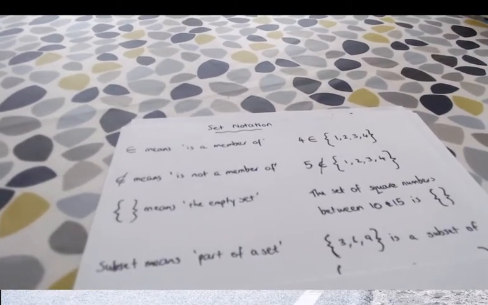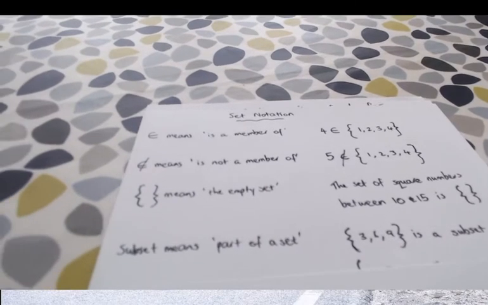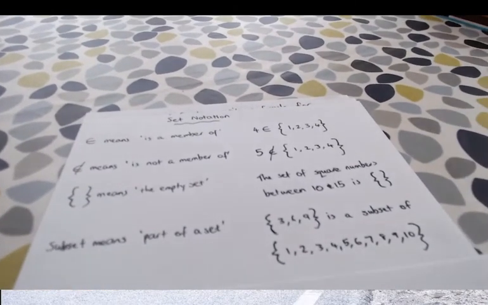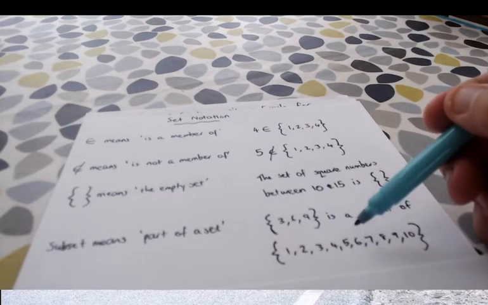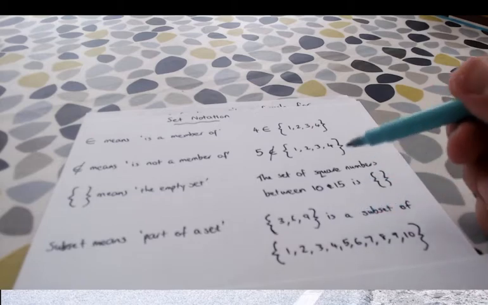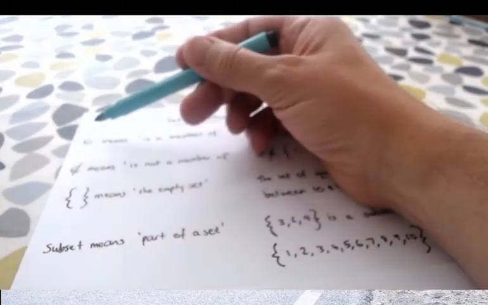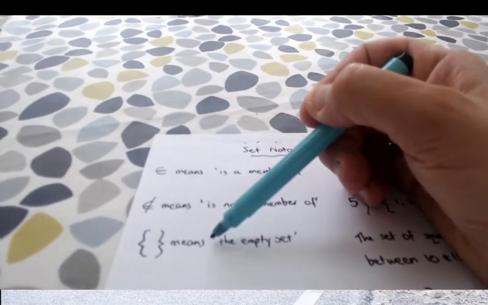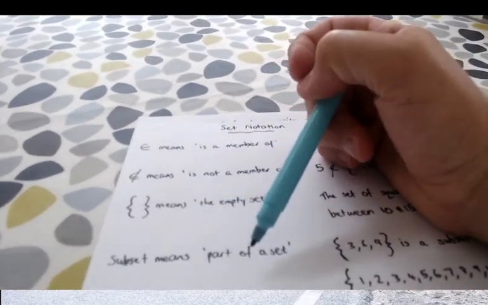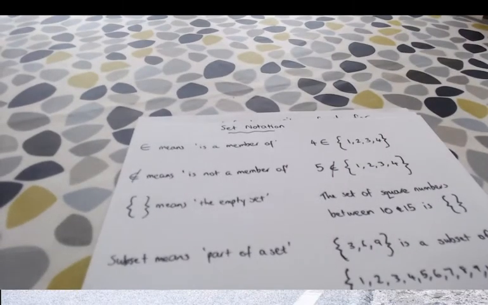Subset. Subset means part of a set. So for example, if we have this set of numbers here, 1 to 10, I could say that 3, 6 and 9 is a subset of that list. Okay, so to recap, we've got is a member of, is not a member of, empty set, and an explanation of what subset means. Now it's talking about types of numbers.